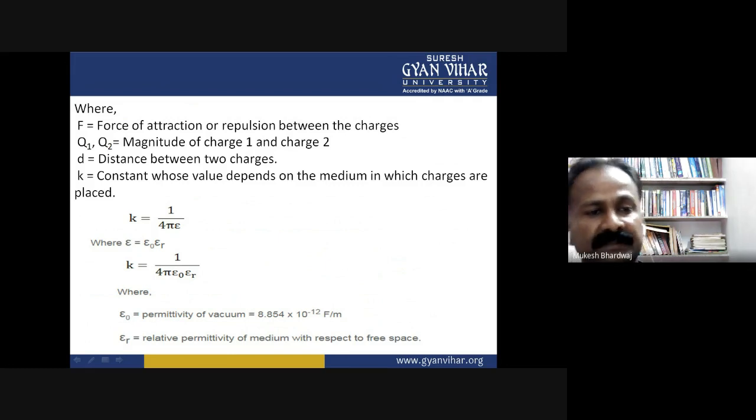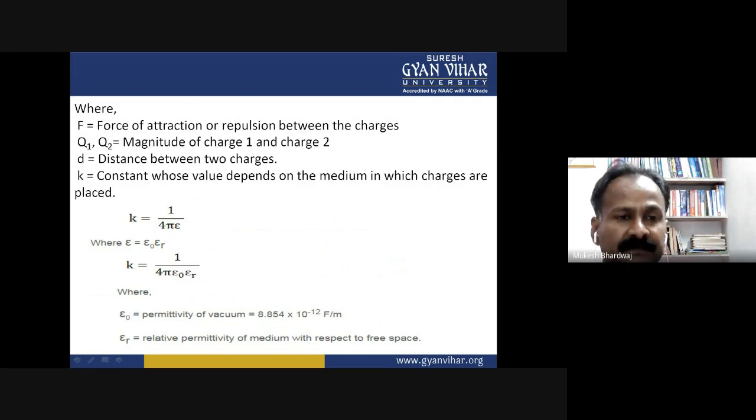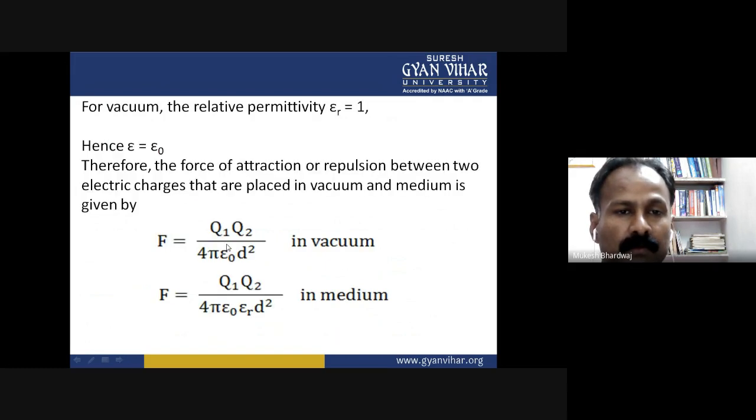So it can also be written as k equals 1 by 4 pi epsilon naught epsilon r, where epsilon naught is known as the permittivity of vacuum, which equals 8.854 into 10 to the power minus 12 F per m, and epsilon r is the relative permittivity of the medium with respect to free space. For vacuum, the relative permittivity epsilon r equals 1.